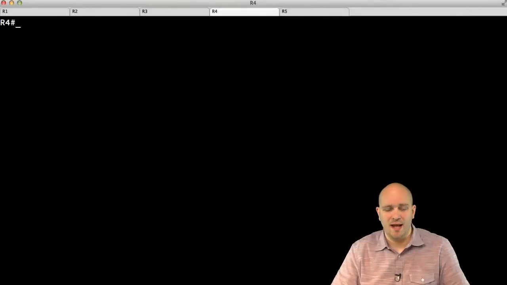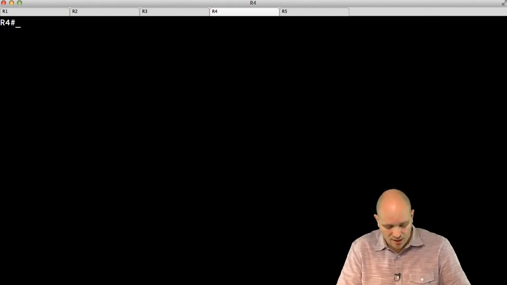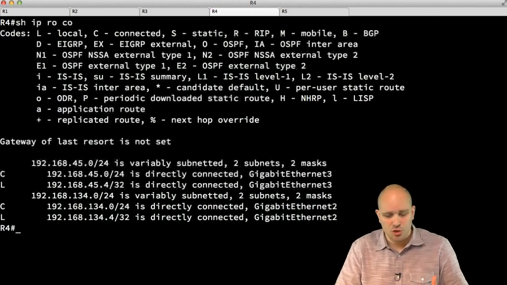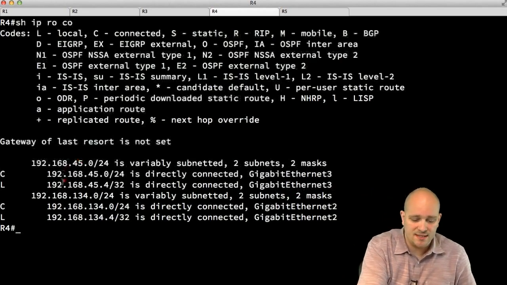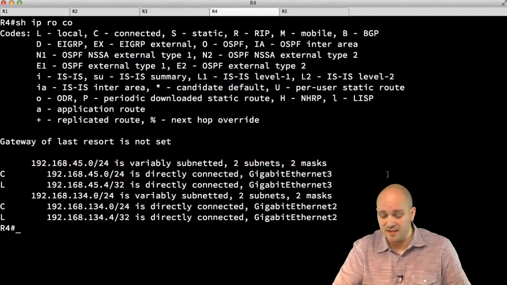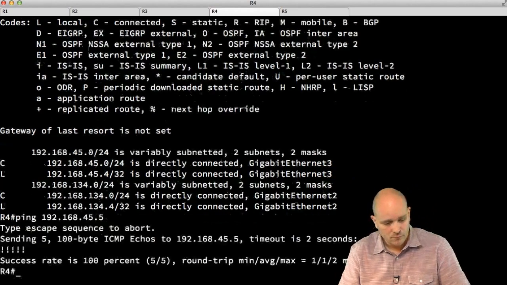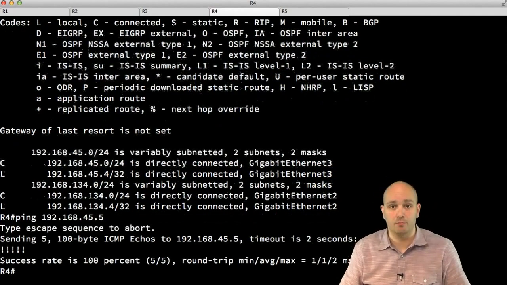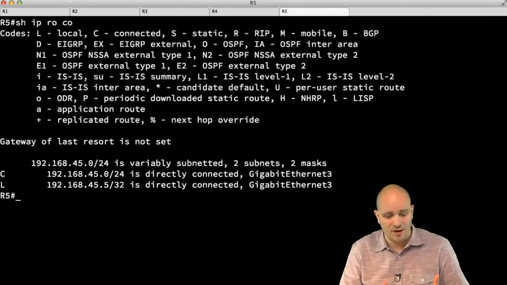As you are used to by now, the first thing I'm going to do is make sure that the connection between 4 and 5 is actually operational. So here I am on R4, and I'm going to say show ip route connected, and what I'm looking for here is this link 192.168.45.0. I want to see it on gigabit interface 3, and I want to make sure that I can ping my R5, and from R4 I can ping R5. So I'm going to head to R5 and say show ip route connected.